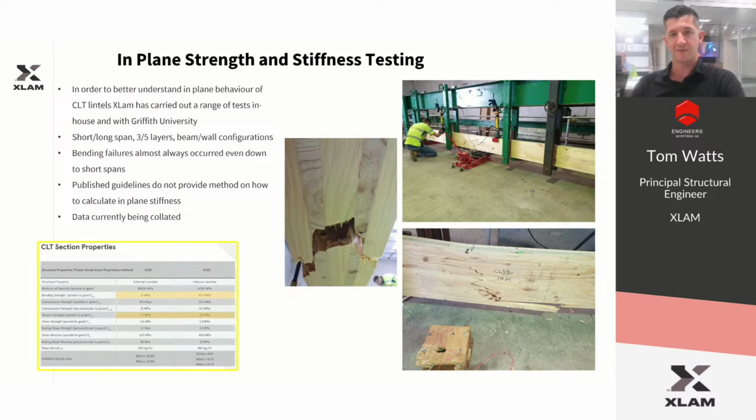So we looked at doing quite a few, I think it was about 5 sets of 15. Short and long beams, 3 and 5 layers, lamellas in different orientations, and we've got some really interesting results. We found that the bending failures, that's a bending tension failure of the bottom lamellas, were almost always limiting the capacity of these lintels or beams, even when you were down at very short spans, trying to force the shear failure. We're still getting a bending failure at those middle lamellas.